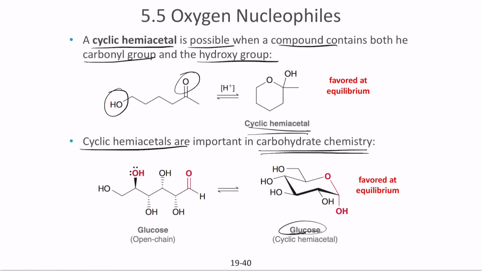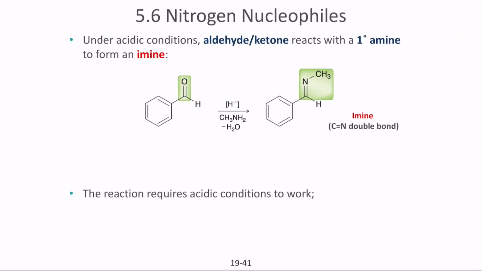Why is it a cyclic hemiacetal? Because it has an oxygen group and an OH group adjacent to each other. So that's why it's a cyclic hemiacetal.